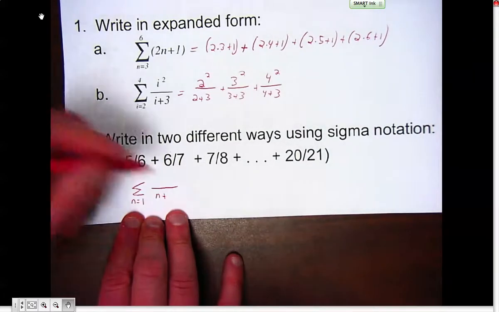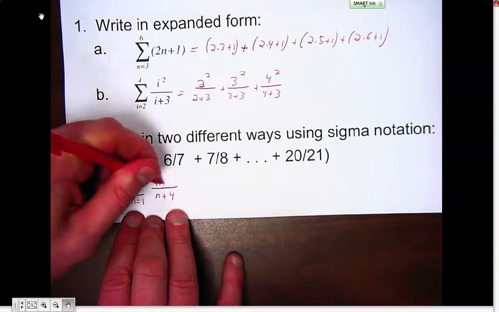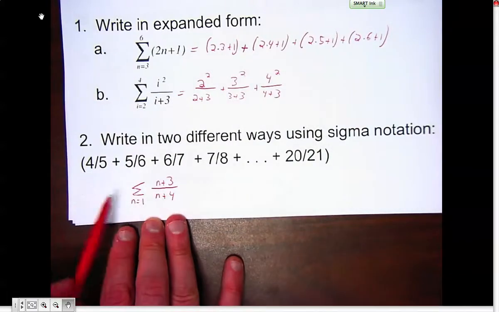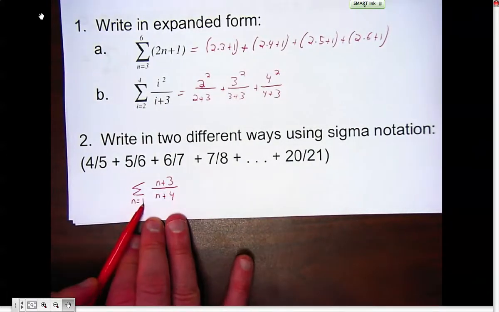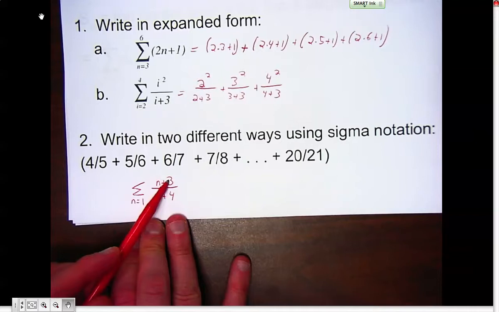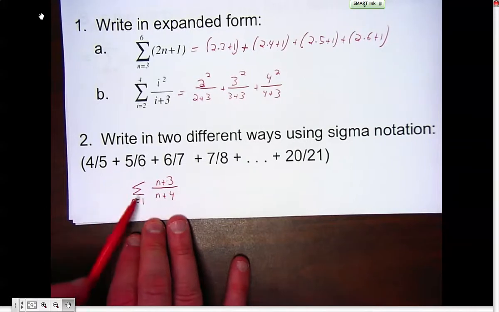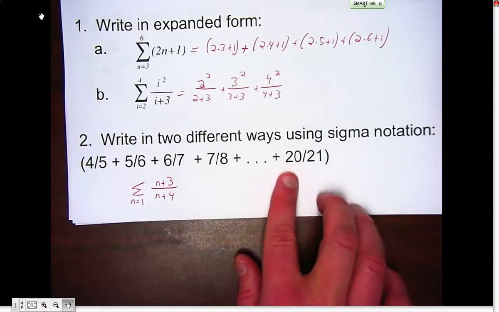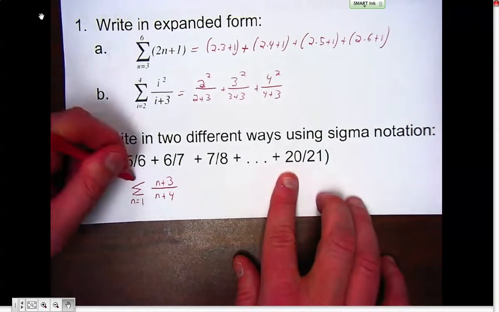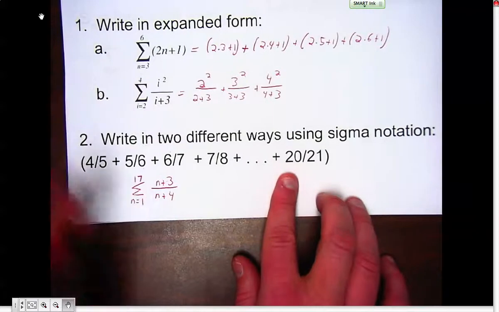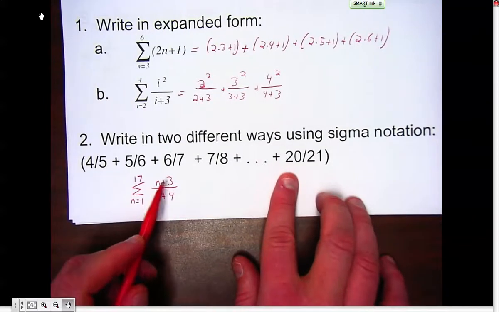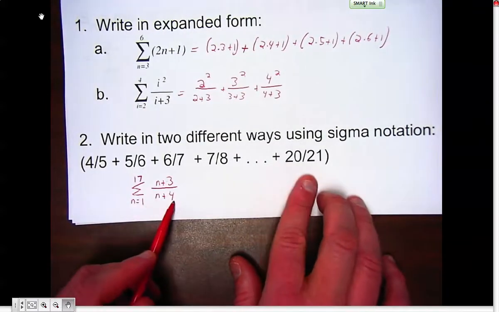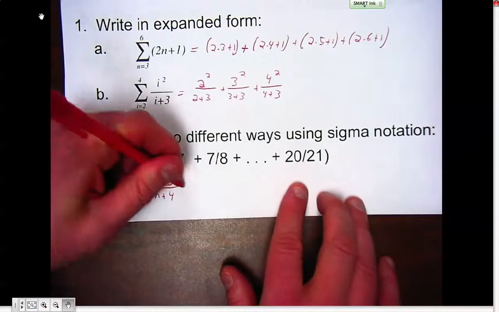And so if I do n plus 4 on the bottom and n plus 3 on the top, let's check this out. So if I plug 1 in, I'm going to get 5 here and 4 here. Perfect. If I plug 2 in, I'm going to get 5 and 6. If I plug 3 in, I'm going to get 6 over 7, and so on. So now I just need to know where to stop. If I come out here, I see the numerator is 20, and so it seems like I would want to stop at n equals 17, because that'll give me 20 on the top, and sure enough, 21 on the bottom when I plug in 17.